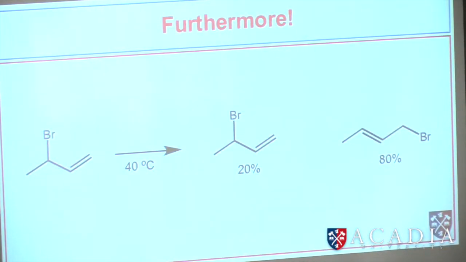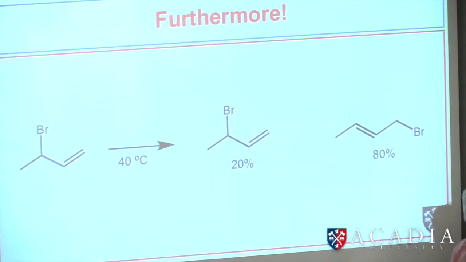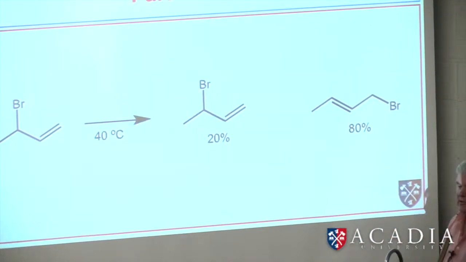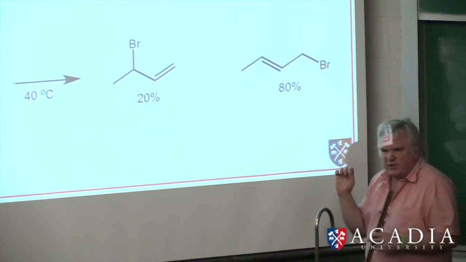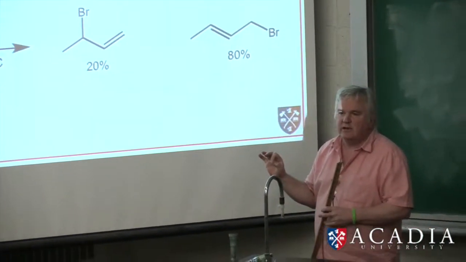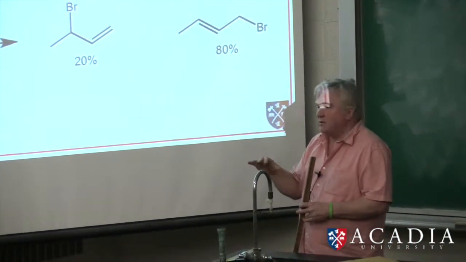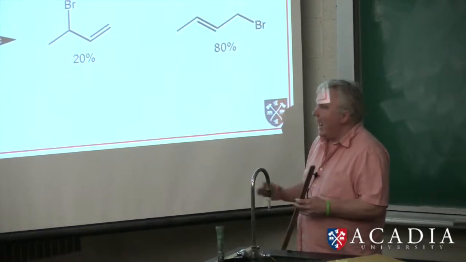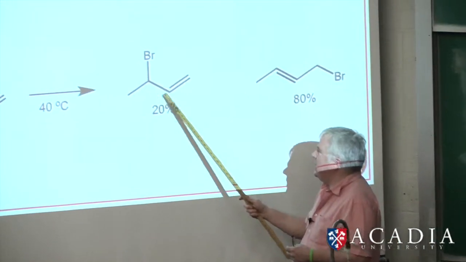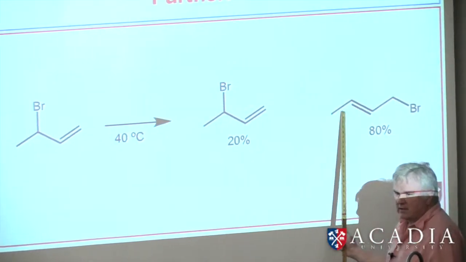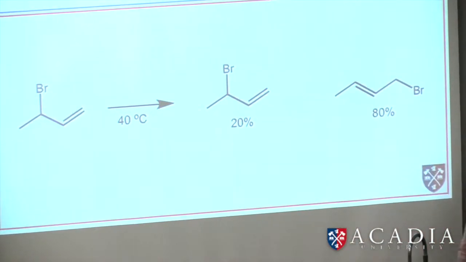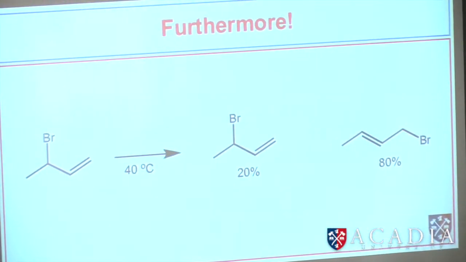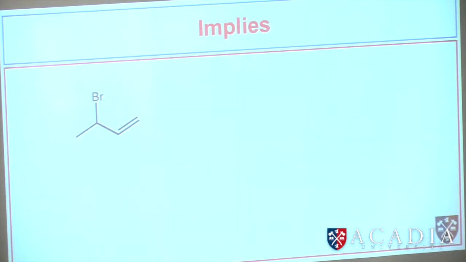Interestingly, too, we can take one of those products, purify it, isolate it, drop it in some dichloromethane, put just a little hint of acid in there, or Lewis acid, some sort of metal cation, and heat it to 40 degrees, and we end up getting this product distribution. So that indicates to us that some carbocations must be forming. So what's happening in this reaction?